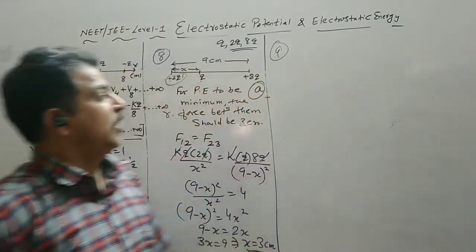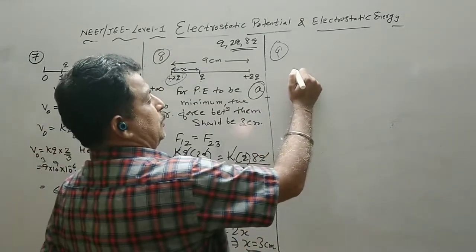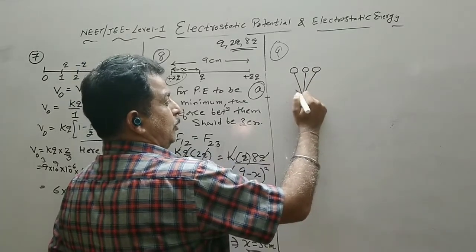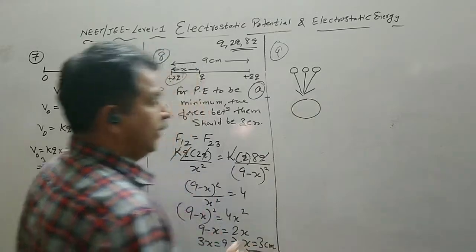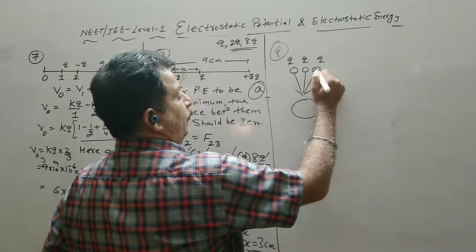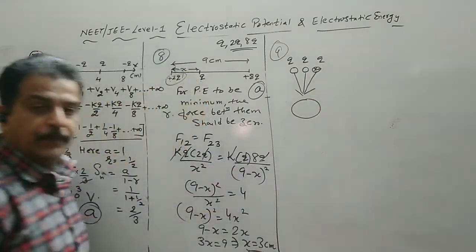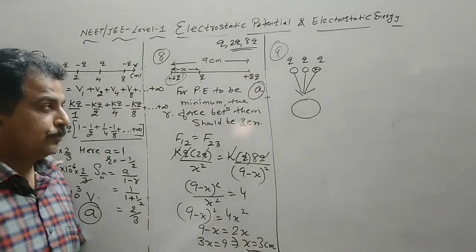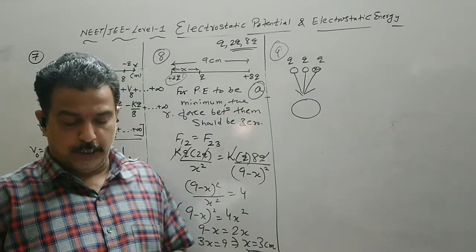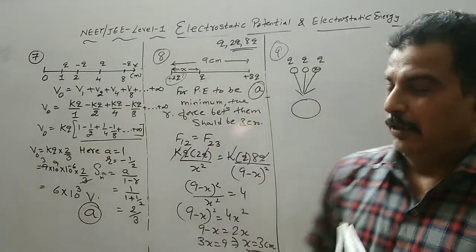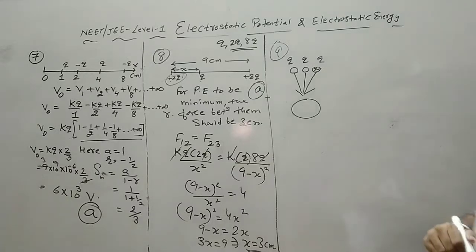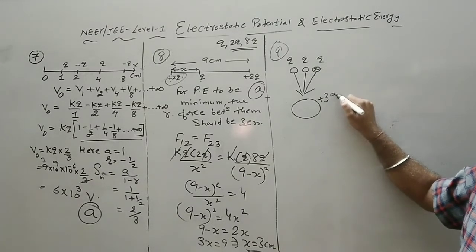Now let us derive the general formula here also. Suppose this is one droplet, this is the second, this is the third droplet. They combine to form a bigger droplet. Let the charge of each be q, and the radius of each be small r. We have to find the relation between the potential of the bigger drop and that of a smaller drop. Now charge can neither be created nor destroyed, so when they combine, the total charge should be 3q.